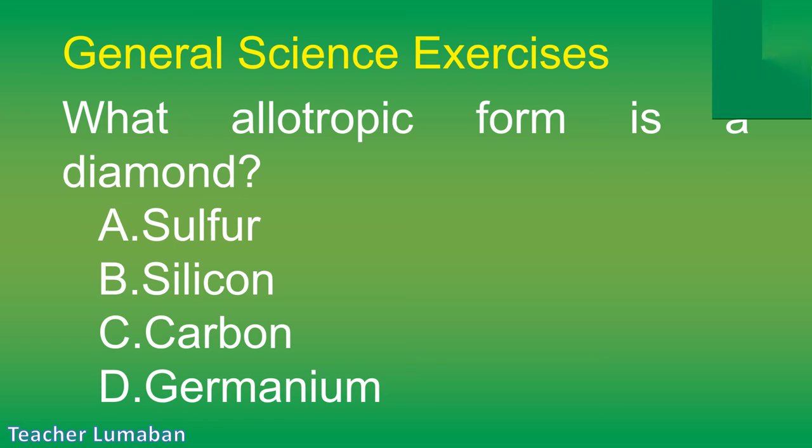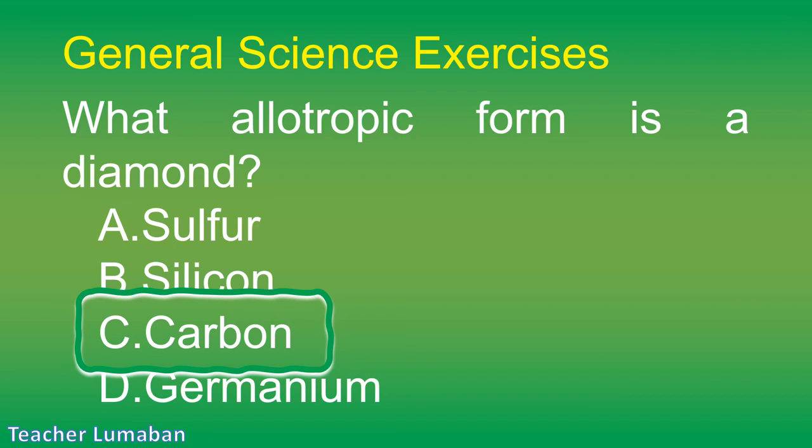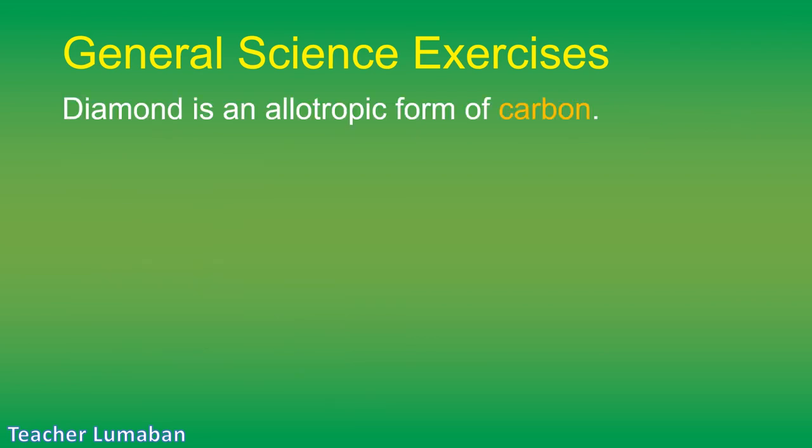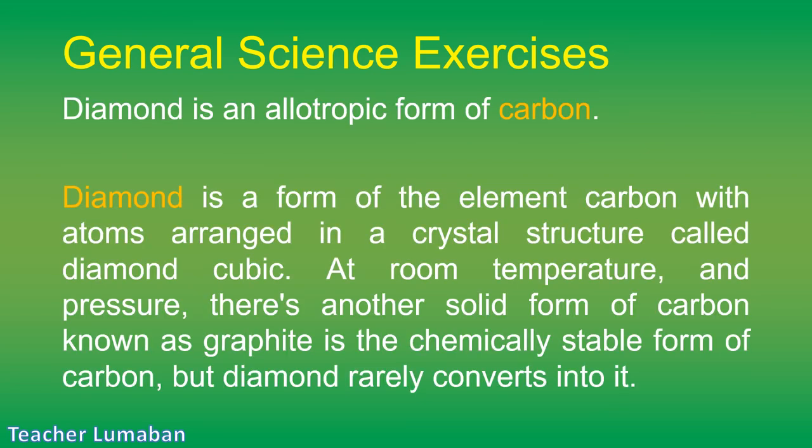The correct answer is letter C, carbon. Diamond is an allotropic form of carbon. Diamond is a form of the element carbon with atoms arranged in a crystal structure called diamond cubic. At room temperature and pressure, another solid form of carbon known as graphite is the chemically stable form of carbon, but diamond rarely converts into it.